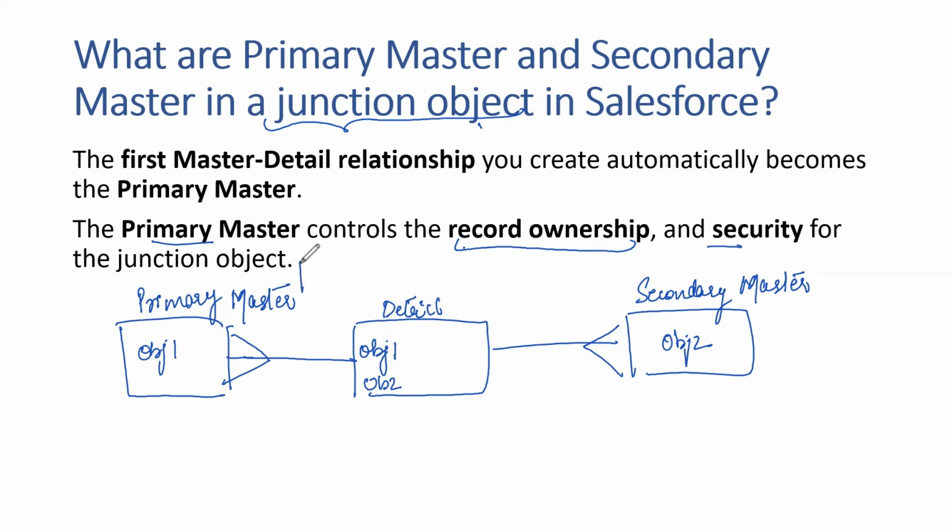It simply means, let's say you have a record and the owner is Neha. And here also you have a record. And let's say the owner is Rahul. Now, this detail record is related to this record and it is also related to this record. Now, the detail record is in confusion about whom it should listen to. Who will be my owner? Will it be Neha or will it be Rahul? So it will always listen to the primary master. And who will be the owner of this record? The owner will be Neha. So the primary master controls the record ownership and security for the junction object.